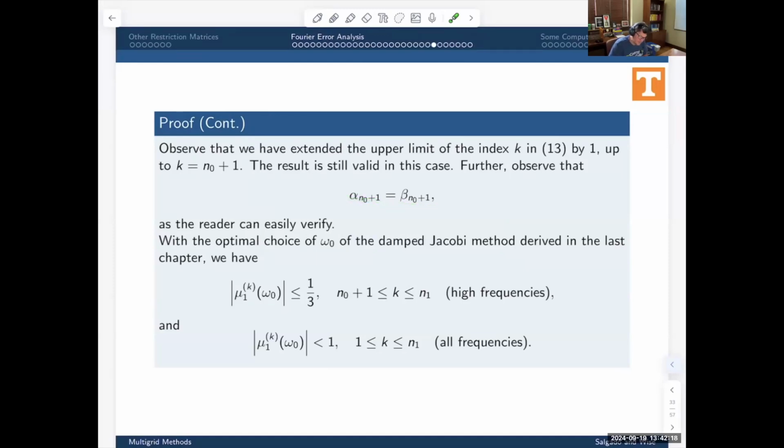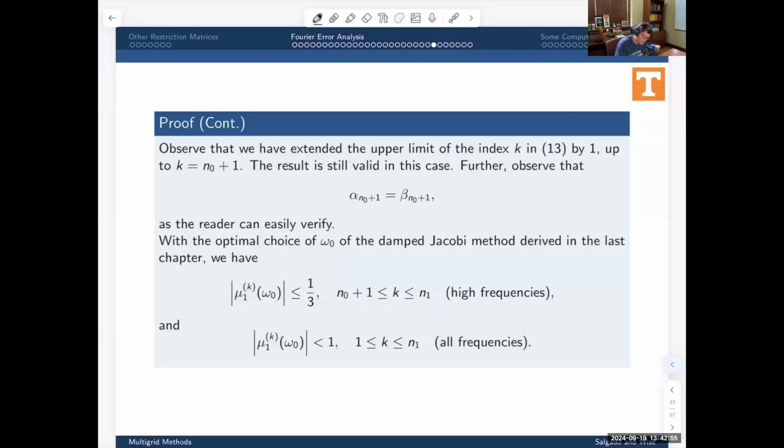Now, what we need to do is apply some information that we know about the smoothing process. That's the next step. Remember we said that if I choose omega equals omega naught, then all of the high frequency modes are damped by a factor of a third. That was in fact the reason why we chose omega equals omega naught in the damped Jacobi method. So this is just a statement of exactly that fact: all of the high frequency modes going all the way from n0 plus 1 up to n1.